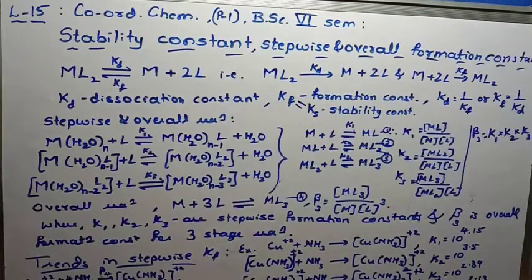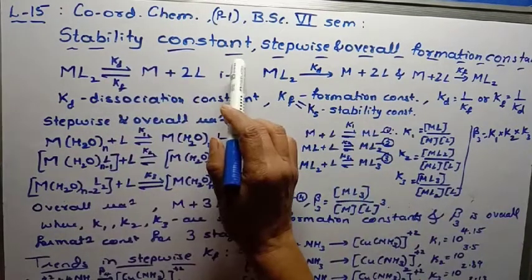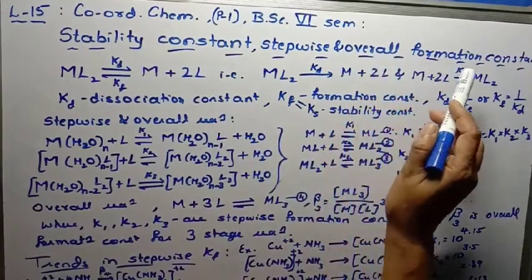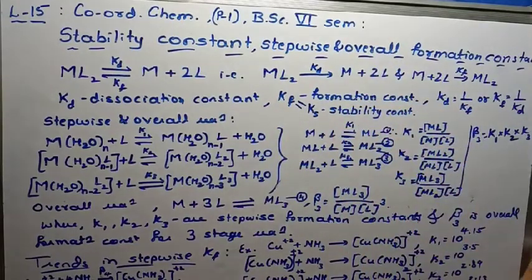In the previous class we studied the magnetic properties of complexes and their determination by the Gouy balance method. Today we'll move on to the next topic: stability constants, stepwise and overall formation constants in the case of complexes. Usually a metal complex or complex ion is a weak electrolyte.